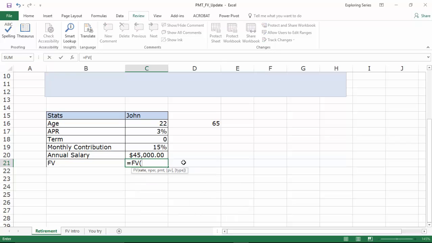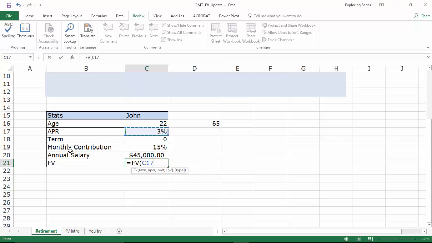So we're going to start by hitting the equals key, and we're going to do FV and hit tab. Then you'll see IntelliSense trying to help us, right? It says, give me the rate. Now, when you see that, you know that it's the periodic interest rate. So now the given rate was 3%.